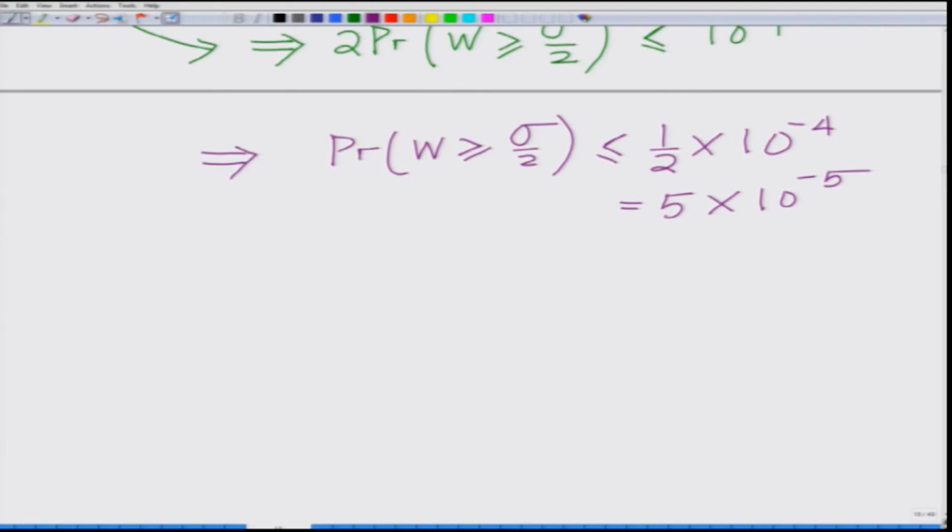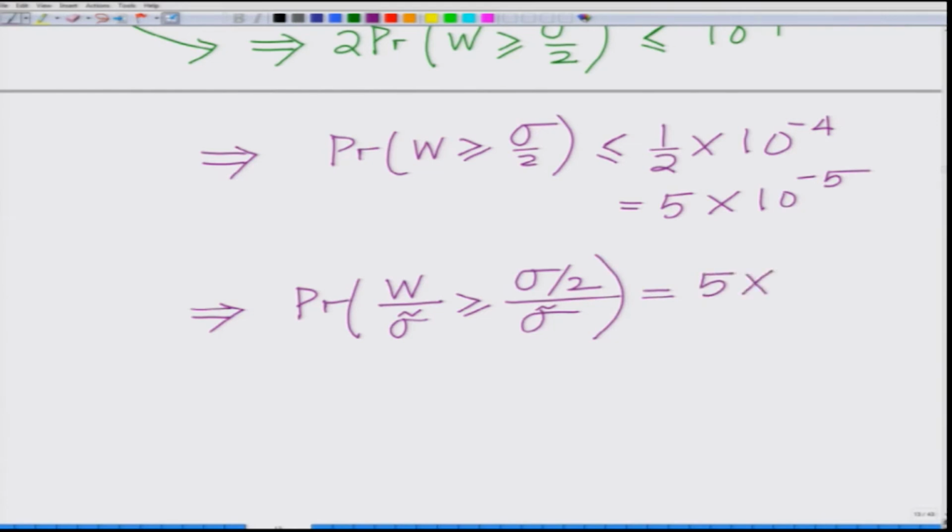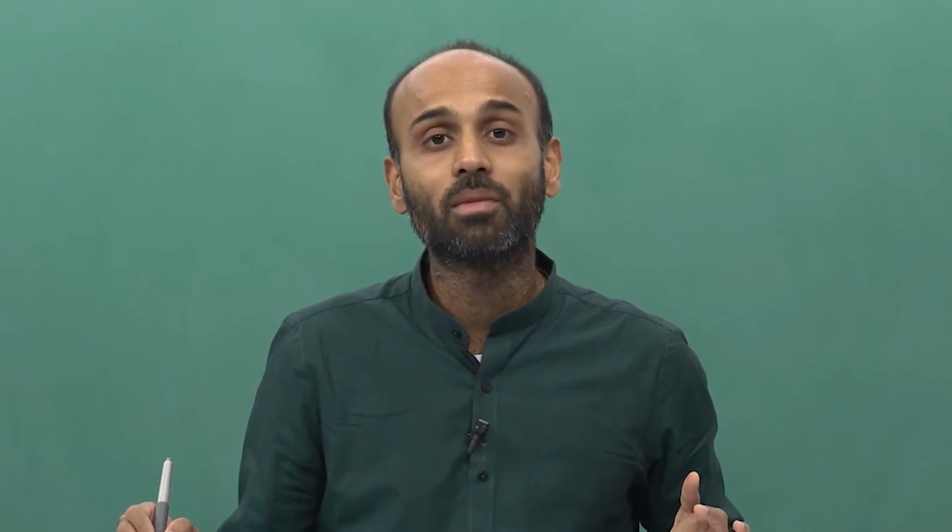Now, I am going to do something interesting. I am going to divide w by sigma tilde, so the condition becomes that w divided by sigma tilde is greater than or equal to sigma by 2 divided by sigma tilde, with probability at most 5 into 10 to the power of minus 5. Now, observe this quantity: w is a Gaussian random variable with mean 0 and variance sigma tilde square. Therefore, w divided by sigma tilde is a Gaussian random variable with mean 0 and variance 1. This is the principle that we are going to use.